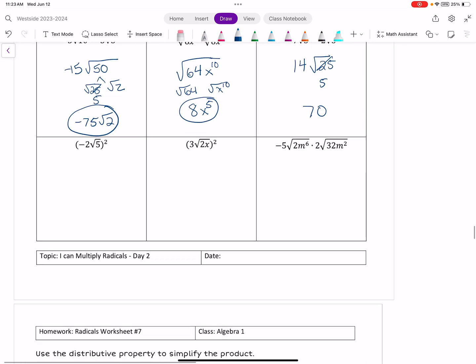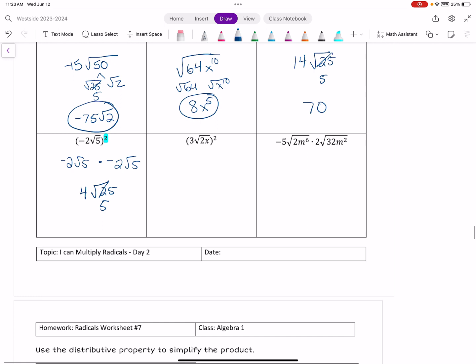On the next two, my suggestion to you would be to think about, what does that square mean? When we square something, we're multiplying it by itself. So this would be negative 2 radical 5 times negative 2 radical 5. So now we have a problem that looks similar to what we were just doing. Negative 2 times negative 2 is positive 4. Radical 5 times radical 5 is radical 25. This becomes a 5, so 4 times 5 gives us an answer of 20.